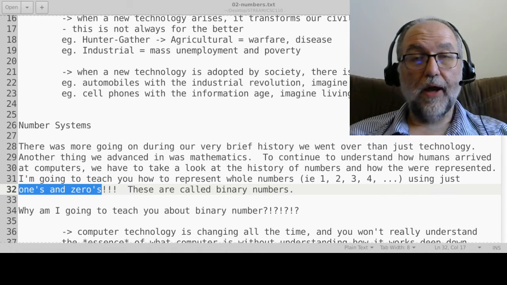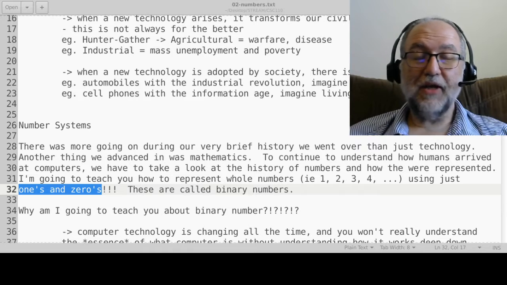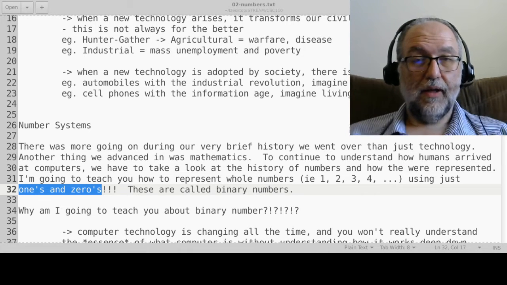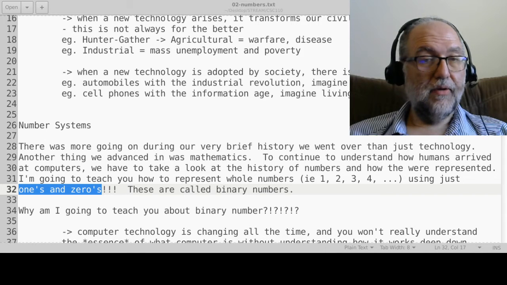Okay, at this point you're going to say, wait a minute, my major is not computers or any kind of maybe mathematics or any hard science or anything like that.